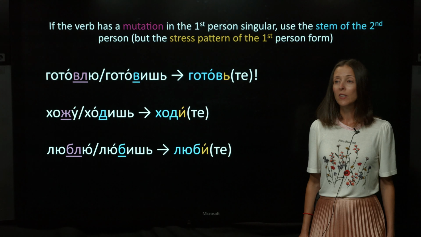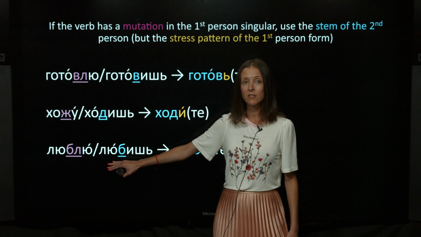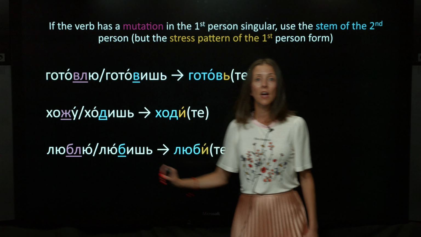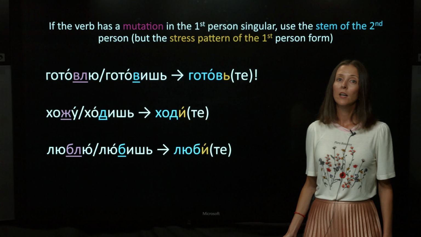Я люблю, ты любишь. We will use the stem люб to form the imperative. However, we will look at the stressed ending in the я form and will determine that the imperative ending will be и. Люби, любите.